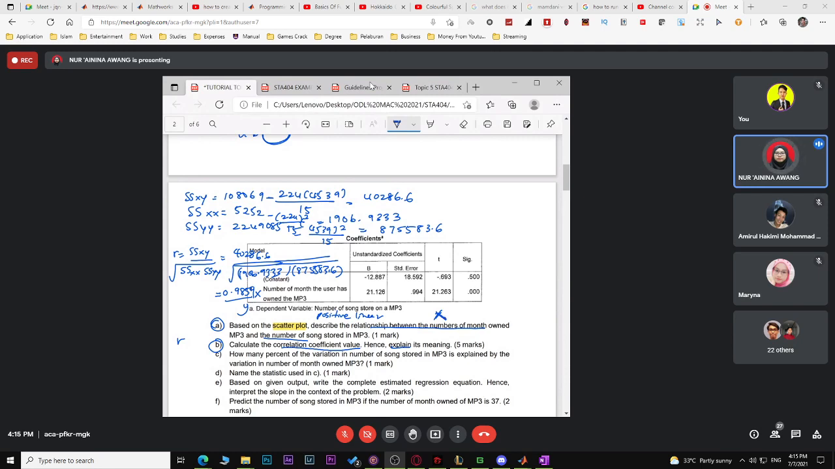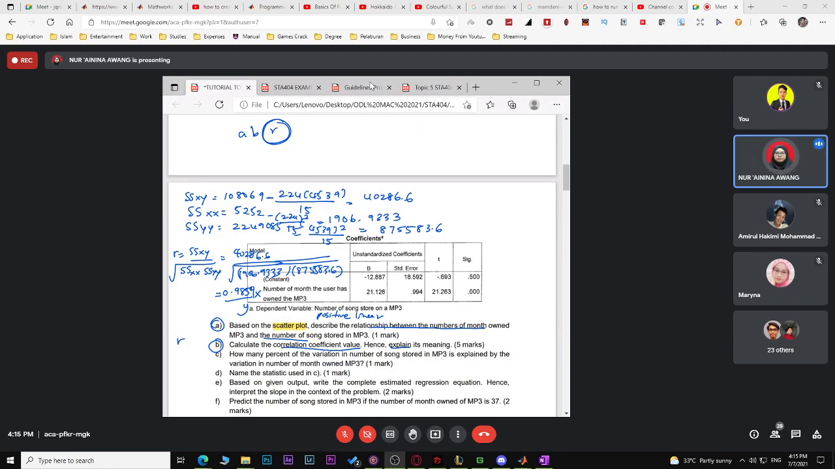Okay, since you know that for a scatter plot there is no strength. So once you put strength there, it is already a wrong interpretation. Okay, so make sure you just write positive, negative or no only for a scatter plot. But to interpret your correlation coefficient value, for this R, you need to have the strength and also the direction. So we say that there is a strong positive linear relationship between the number of months owned MP3 and the number of songs stored in the MP3. So that is how to answer for B.